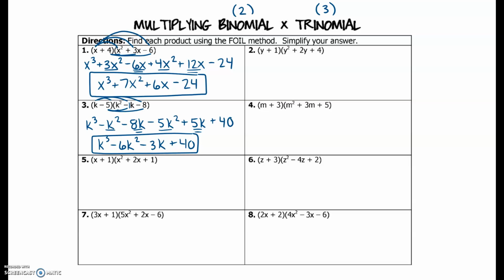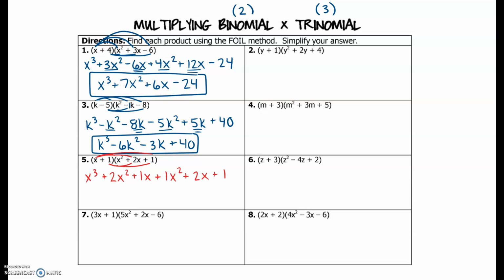Moving on to number 5, you have x to multiply again by every term. So we will get x to the third. X times 2x is 2x squared. X times 1 is 1x. We will then multiply 1 times every term in the parentheses, which would result in 1x squared plus 2x plus 1.